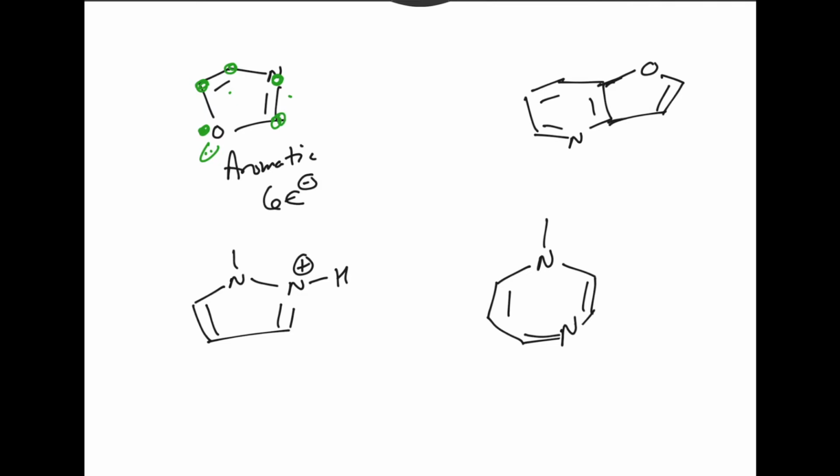What about top right? This one's also aromatic. How many electrons does it have? 10. So again, all of our double bonds are giving us p orbitals. Then we have, again, the p orbital from our lone pair on our oxygen. We have 2, 4, 6, 8. Lone pair on oxygen makes 10.